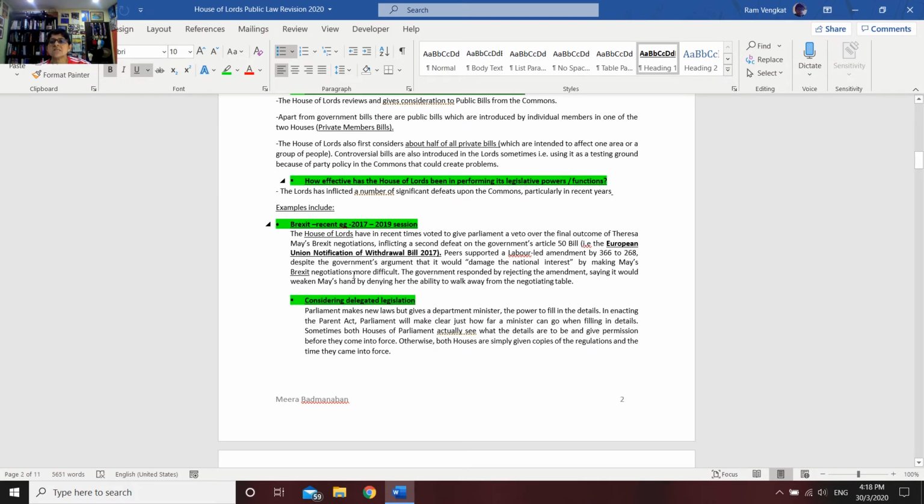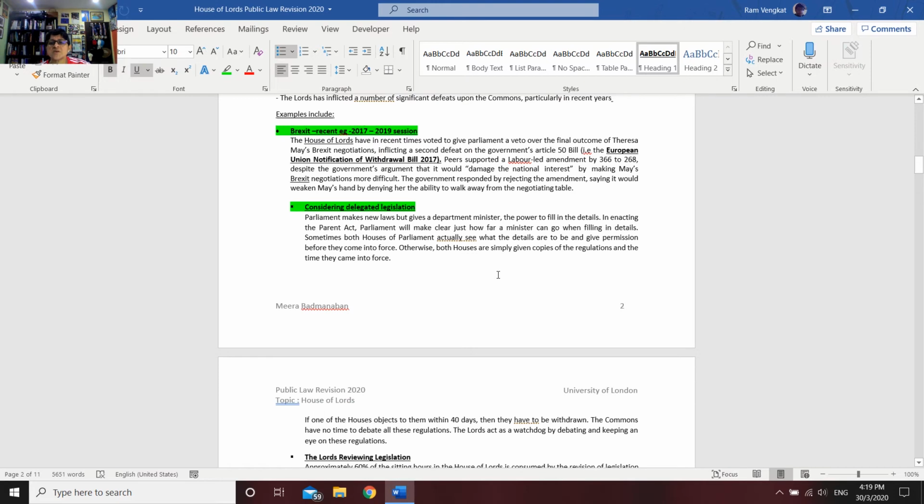Some very recent examples which concern Brexit in the recent 2017 to 2019 sessions in relation to this bill, which of course became an act, the European Union Notification of Withdrawal Bill, and of course the European Union Withdrawal Act, both in 2018 and in 2020. The House of Lords have played crucial roles in the amendment and content of these bills. It has also, at the bottom of page 2, considered delegated legislation.